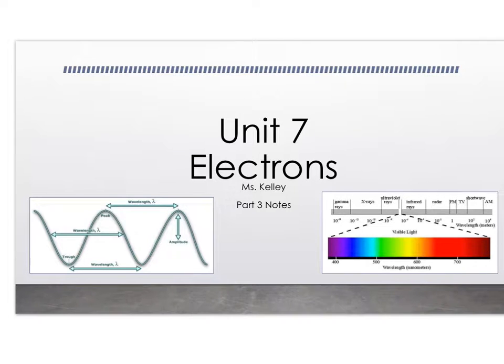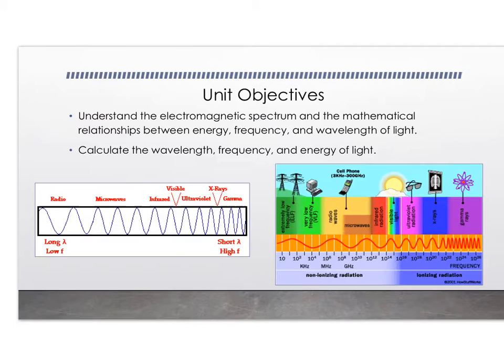This is Unit 7, Electrons, Part 3 notes. At the end of this unit, you should be able to understand the electromagnetic spectrum and the mathematical relationships between energy, frequency, and the wavelength of light. You should also be able to calculate the wavelength, frequency, and the energy of light.